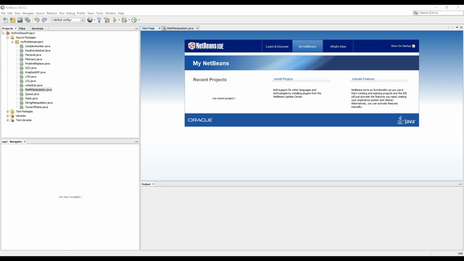So the topic for today is nth root of a number. In previous lectures I have discussed the square root of a number. Today we will discuss the nth root of a number, and for that we will use the Newton-Raphson method.